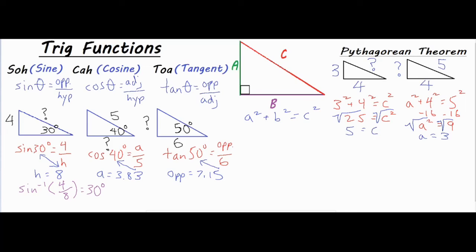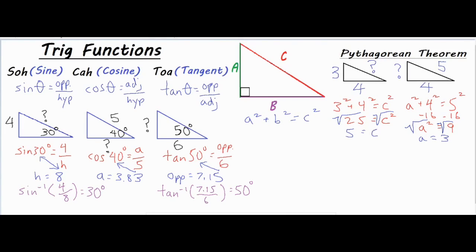So let's just take a look at one more. If we were looking for this 50-degree angle, that was our unknown, we would do the inverse tangent of the opposite side, which we now know is 7.15, divided by the adjacent side of 6, and then press enter in my calculator, and that would give us our 50-degree angle. Okay, so inverse trig functions are used to find a particular angle. You just have to take a look at what two sides you're working with in relation to that angle, and then pick the appropriate one based on what you have and what you're looking for.